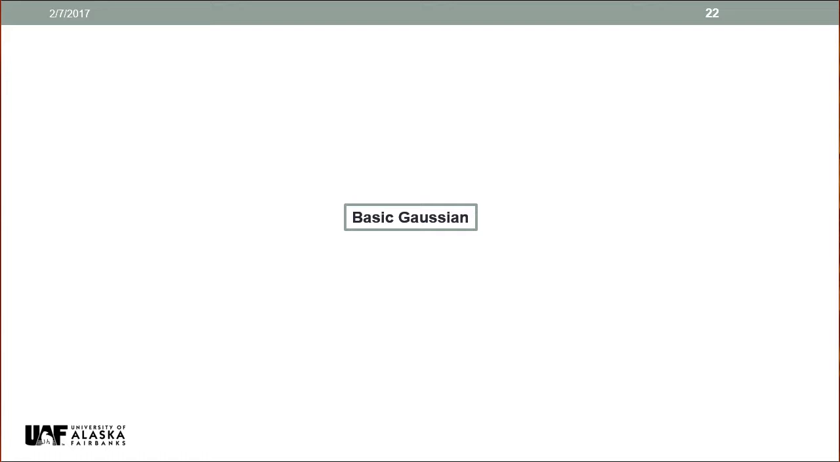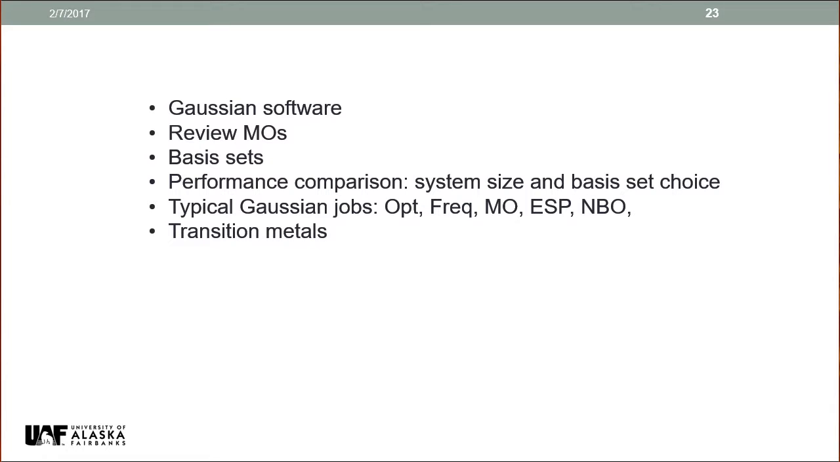Okay, that's the end of part 1. Now we are in part 2. I will take an overview of Gaussian software, review the relationship of atomic orbitals and molecular orbitals, explain basis sets, observe how performance is affected by the size of the molecule and the type of basis set, look at several kinds of Gaussian jobs, and finally show the standard method for modeling natural bond orbitals and transition metal complexes.